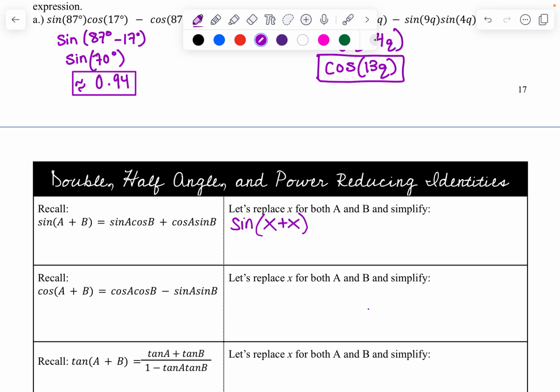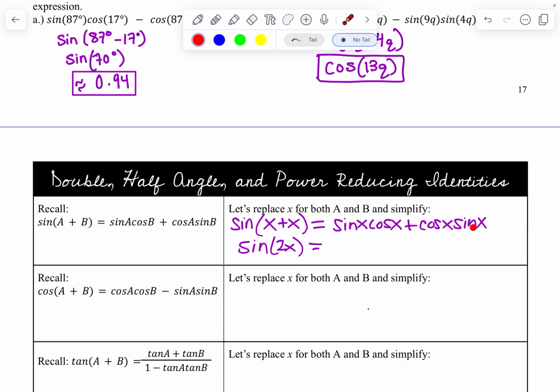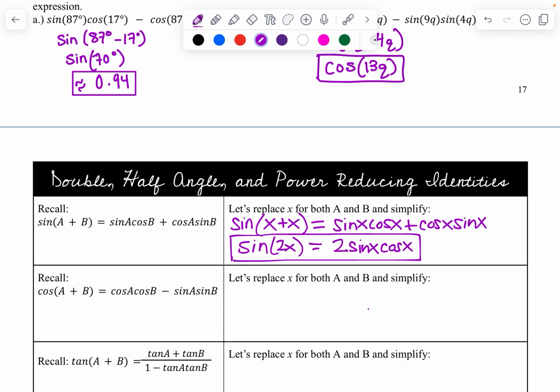So we'll have the sine of x plus x. So then we'd have the sine of x cosine of x plus cosine of x times sine of x. We could simplify here, and so we see the sine of 2x will equal, well, these are the same. They're written in different orders, but multiplication is commutative. It doesn't matter the order. They both have a sine times a cosine, so we can add them together. They're like terms. So we've got two of them: 2 times the sine of x cosine of x. So that's our formula if we want to find the sine of 2x.